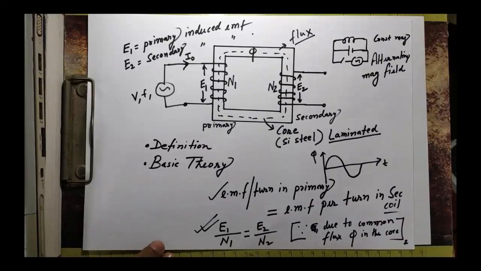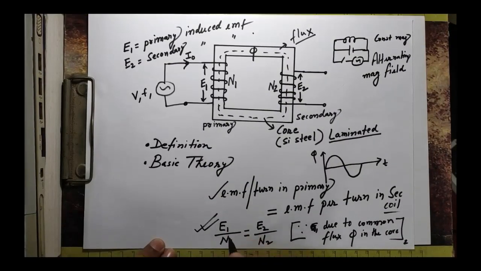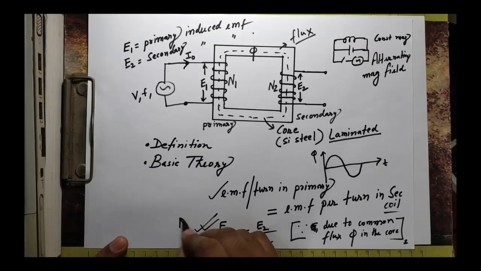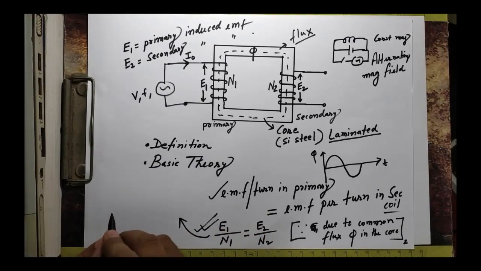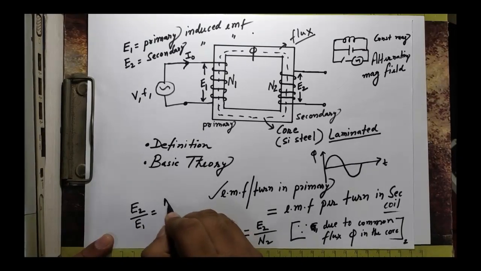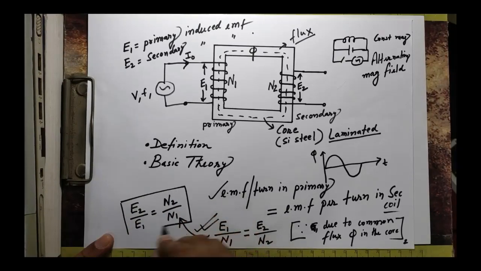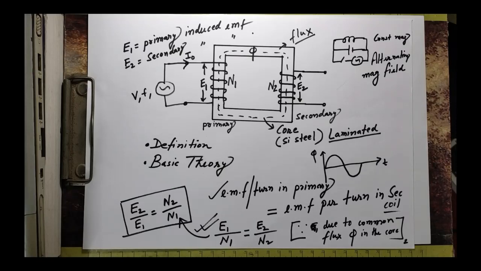Now see, this is a very important relation, right? We can write this relation as E2 by E1 is equal to N2 by N1. This is an important relation. It's very important.